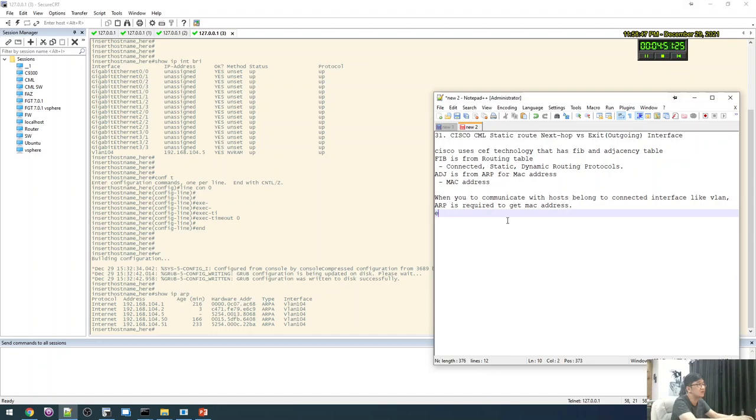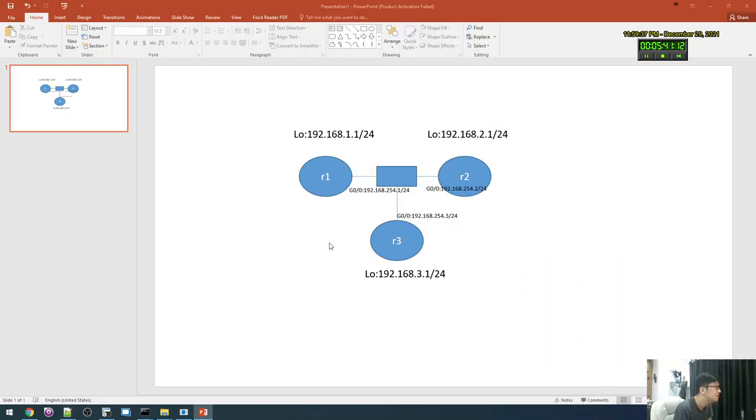All communication, even between two routers, they need the MAC address of each next hop router. Yeah, MAC address is vital for all networks in the IP world. So host, yeah, all routers are also hosts to communicate. So like this, okay. This is my topology.